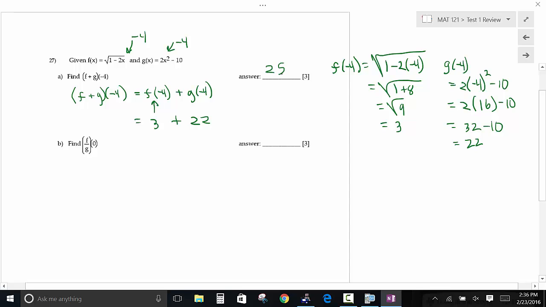That's arithmetic. Now, these two problems on number 27, they're arithmetic problems. Part of that is learning the language of functions. Take the two functions' values, and add them together.